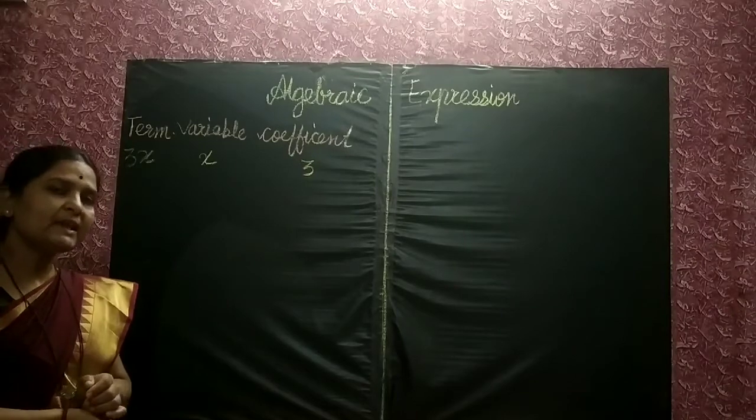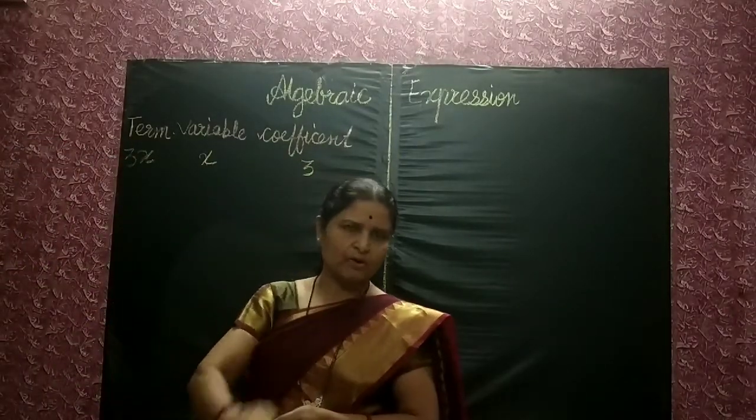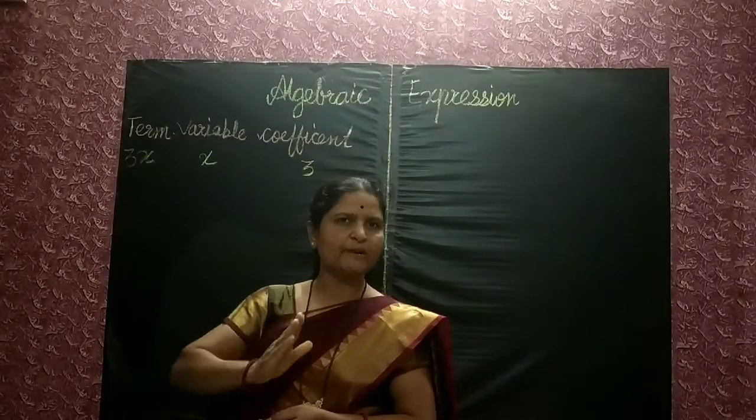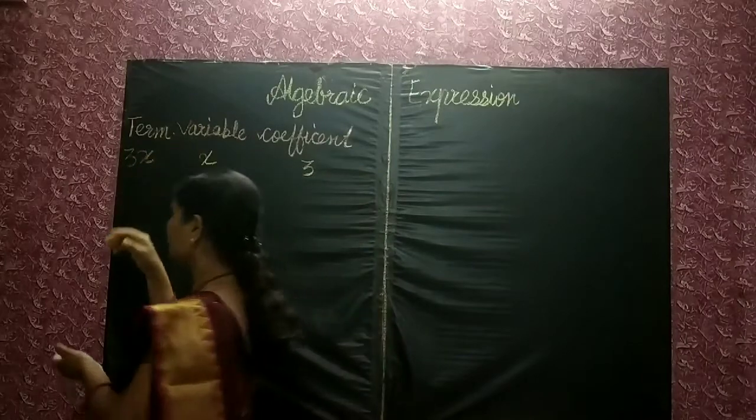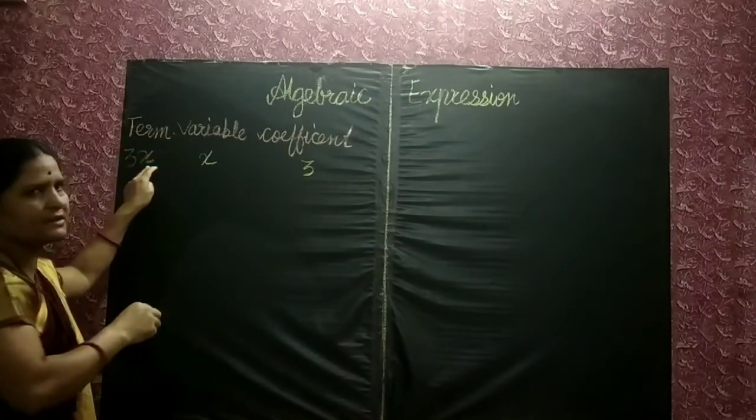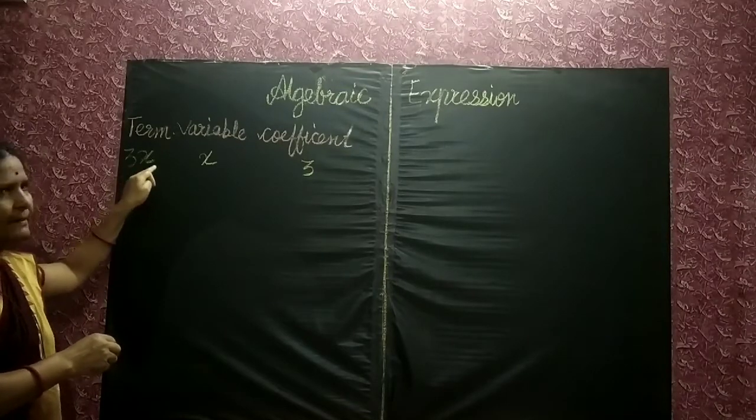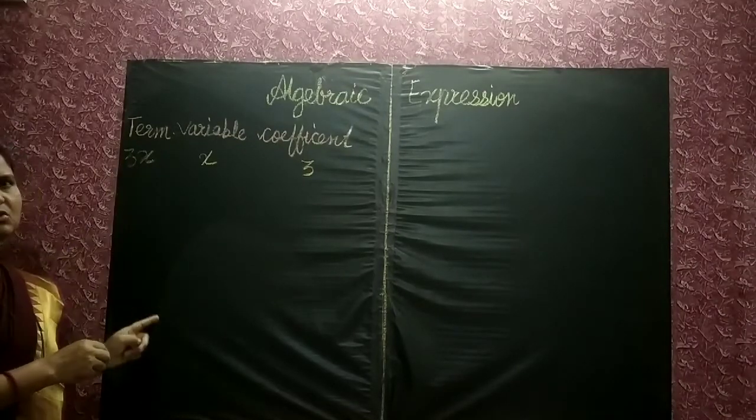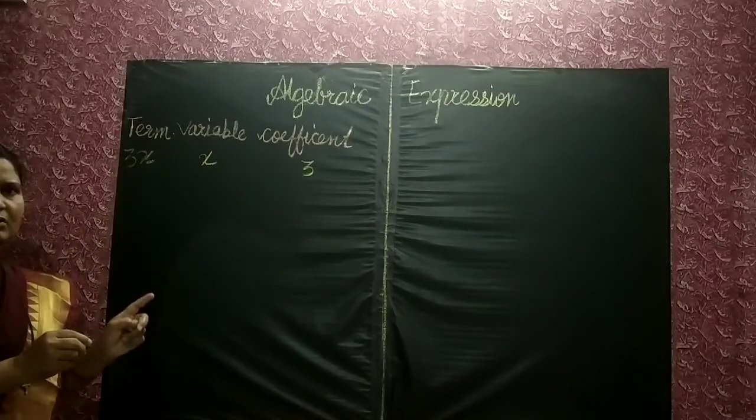In an expression, if multiplication is the only operation, then that expression is called a term. So 3x is a term because here multiplication is the only operation: 3 multiplied by x. So 3x is called a term, 3 is the coefficient and x is the variable.